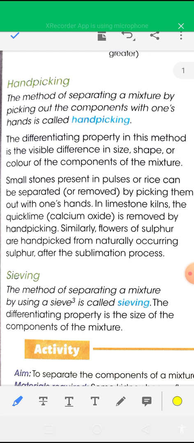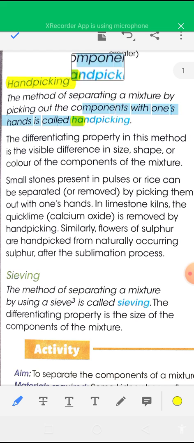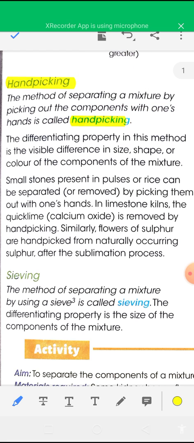So the first type of separation technique is hand picking. The method of separation of a mixture by picking out the components with one's hand is called hand picking. Okay, so this is the definition of hand picking.